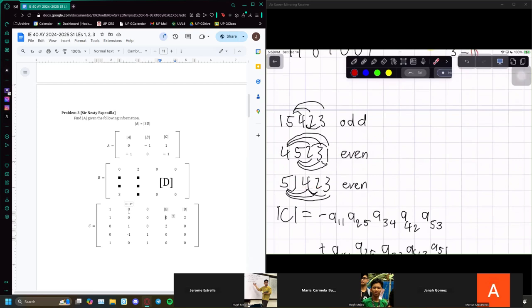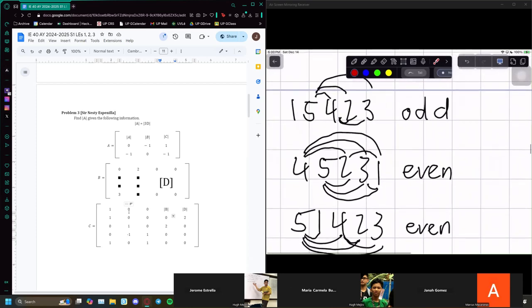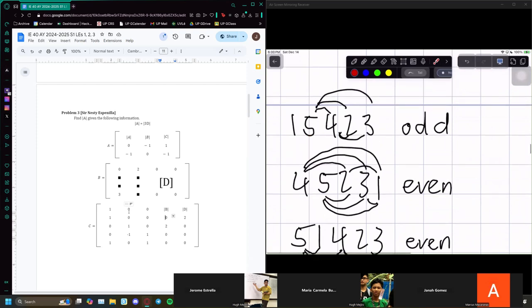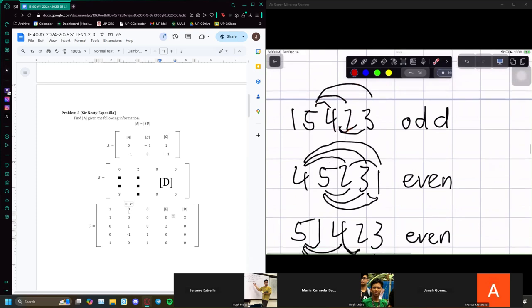Then to determine whether it's positive or negative in the determinant, we count the number of inversions. Inversions is how many times a number greater than something comes before a number less than it. So basically 5 came before 4 and 2 and 3. So there's 3 inversions here. 4 came before 2 and 4 came before 3. So there's 2 more inversions here. So there's 5 inversions here.